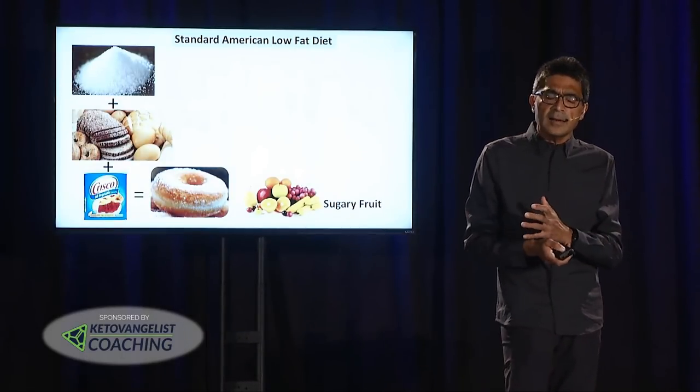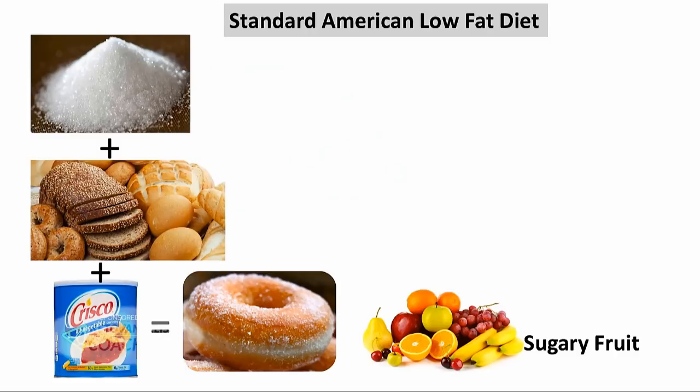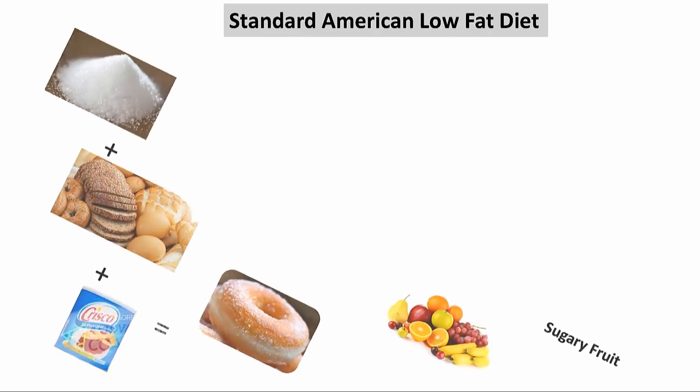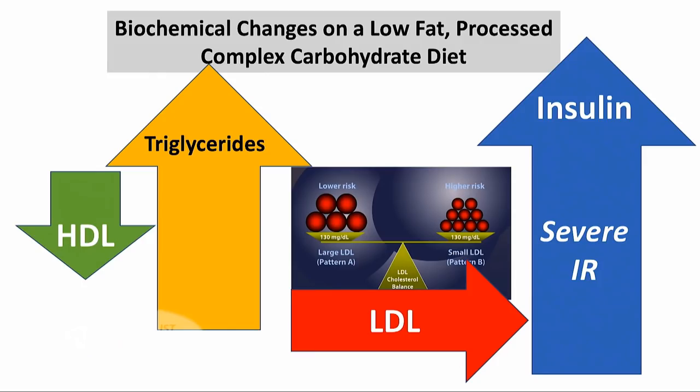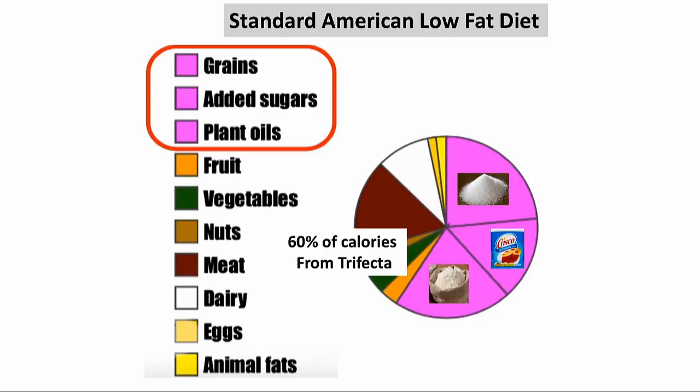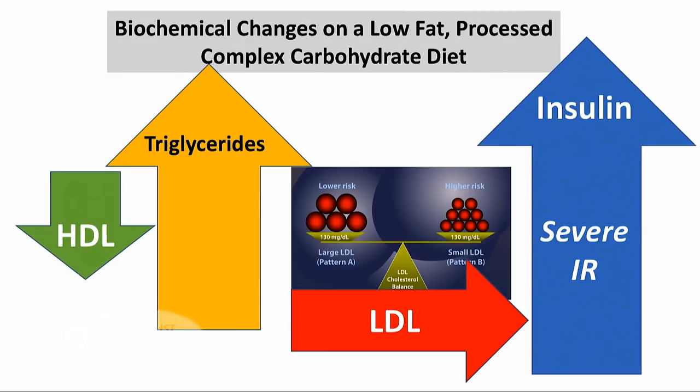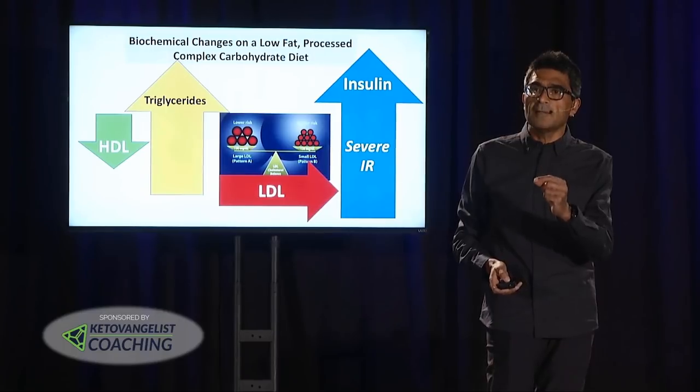On the other hand, the standard American diet is like this: a little bit of sugar, a lot of grains, this highly inflammatory vegetable oil, which is probably the worst oil you can cook with. I highly recommend that you watch Nina Teicholz's The Story of Vegetable Oils, and sugary fruit. When you eat like this, by the way, 60% of our calories come from this trifecta, which is grains, added sugars, and plant oils. So when you eat like this, your good cholesterol goes down, your triglycerides go up, your LDL may go down, and in fact, polyunsaturated vegetable oils make your LDLs go down, but you get severe insulin resistance. Your insulin levels go up.